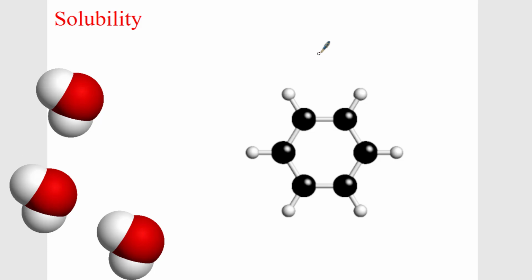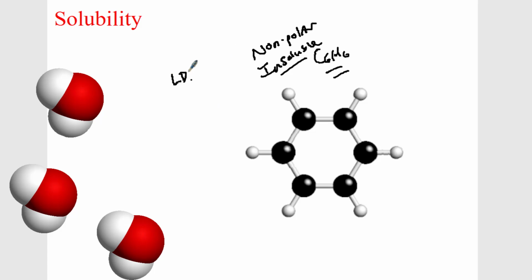Well, guess what? Something like C6H6, benzene here, will not. This is going to be nonpolar. This is what we call insoluble because this cannot form hydrogen bonding attractions, dipole-dipole attractions, or ion-to-dipole attractions. All it can form is very instantaneous, slight London dispersion forces. So C6H6 would be very insoluble in water, or not able to be dissolved. It's kind of like having oil and water together. They don't mix, except for slight interactions of London dispersion forces.